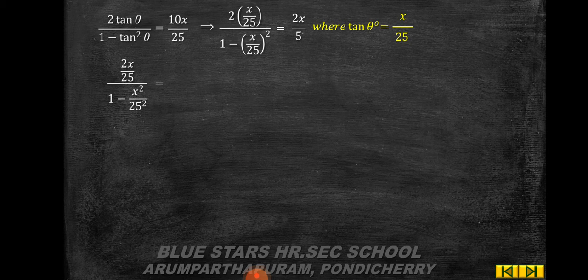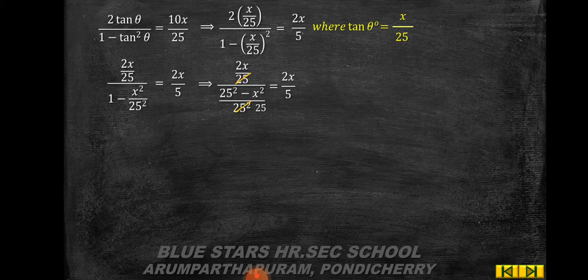2x divided by 25 divided by 1 minus x square divided by 25 square, which is equal to 2x by 5, which implies 2x by 25 divided by, the next step is cross multiplication. So 25 square minus x square divided by 25 square, which is equal to 2x by 5.